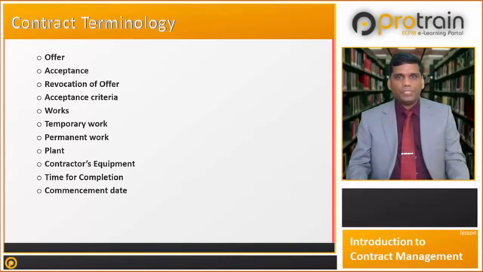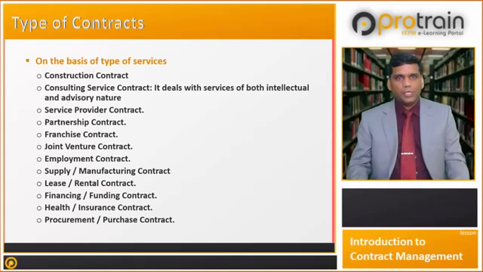Time for completion is the duration stated in the contract and it starts from the commencement date. Commencement date refers to the date assigned for the start of construction as per the notice to commence or a letter of acceptance received by the contractor. Now let us look at types of contracts.